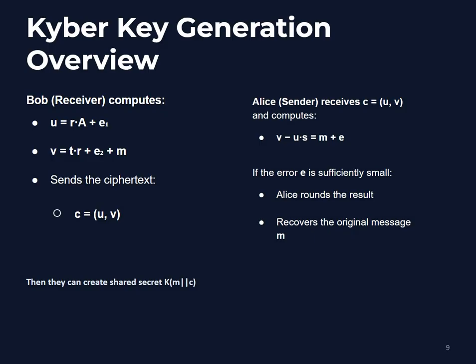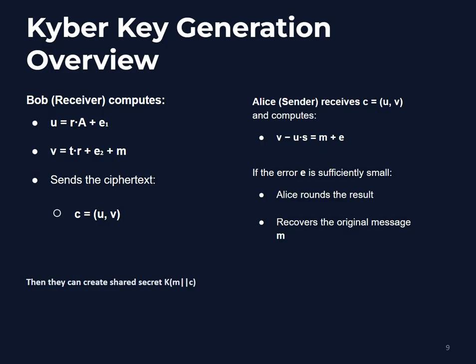On the left, this is what Bob's computation looks like after receiving the public key, which consists of A and T. Bob receives the public key and generates his own randomness and error terms. He computes two values, U and V, forming the ciphertext C.